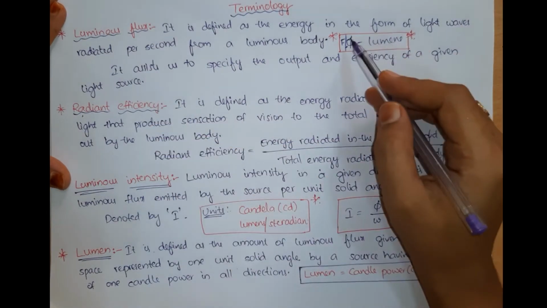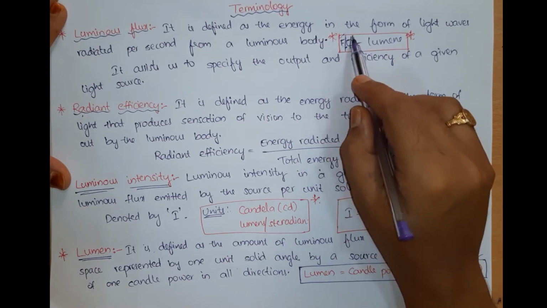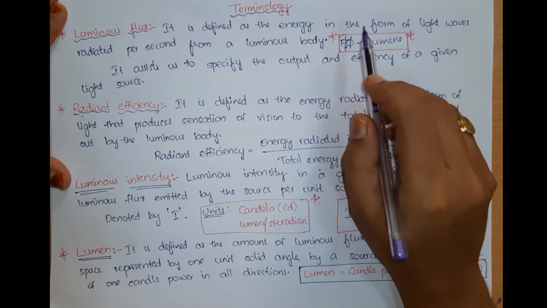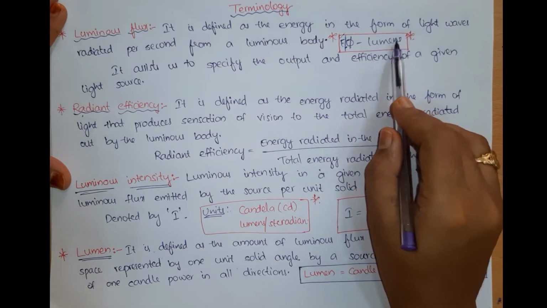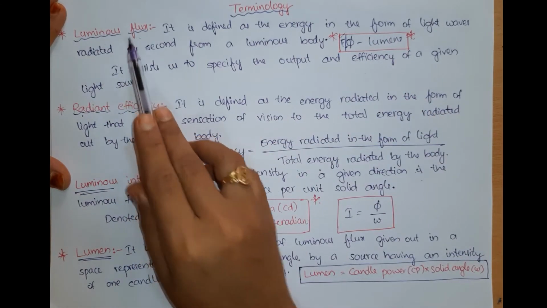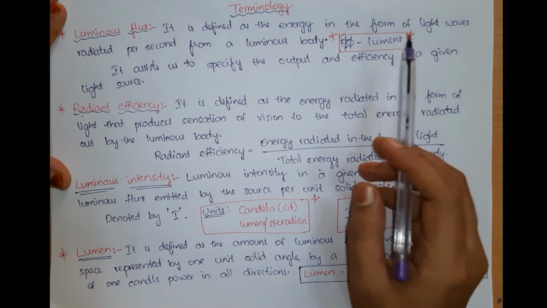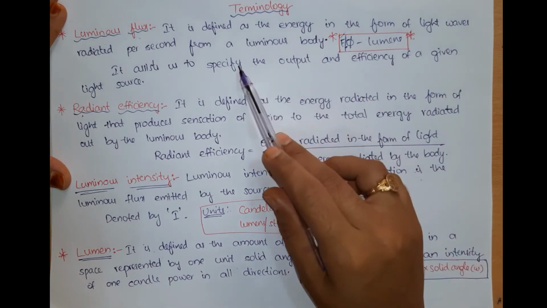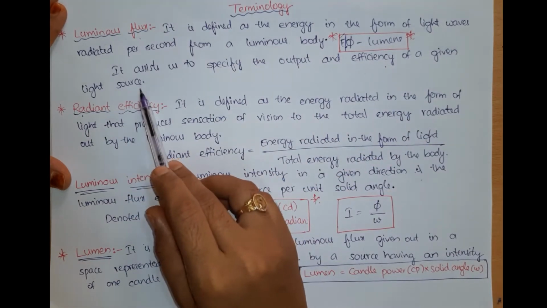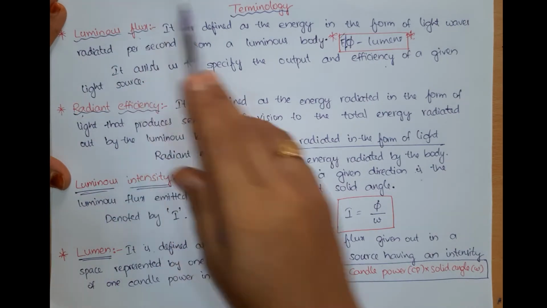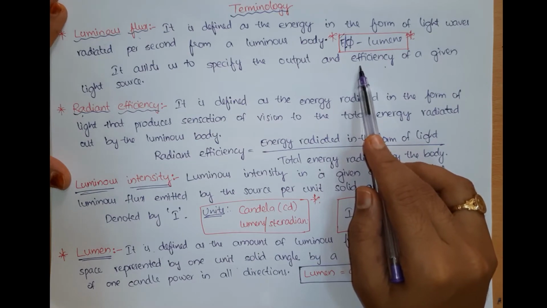So that can be denoted by either capital F or phi. Some textbooks use F denotation, some textbooks use phi denotation. So both are correct, right? So F or phi, and the unit of luminous flux is lumens. So this term luminous flux helps us to specify the output. How much output is nothing but how much amount of energy is emitted out of a luminous body. So how much output and what is the efficiency of a given light source. So this term luminous flux helps us to identify these two parameters, that is output and the efficiency of a given source.